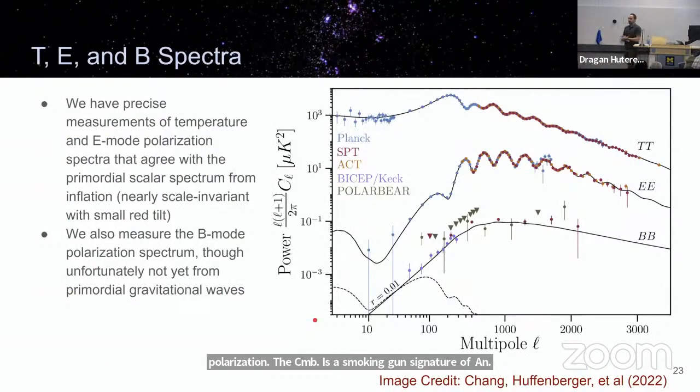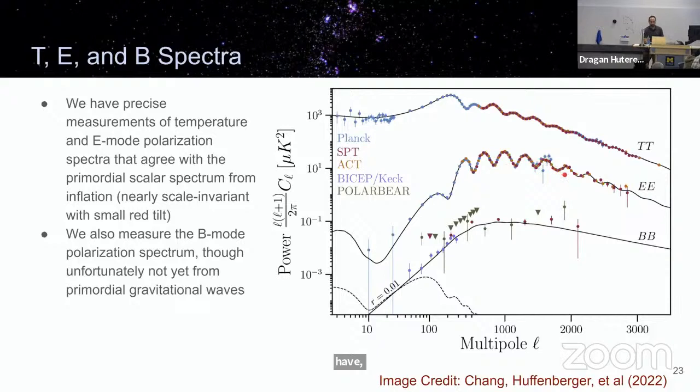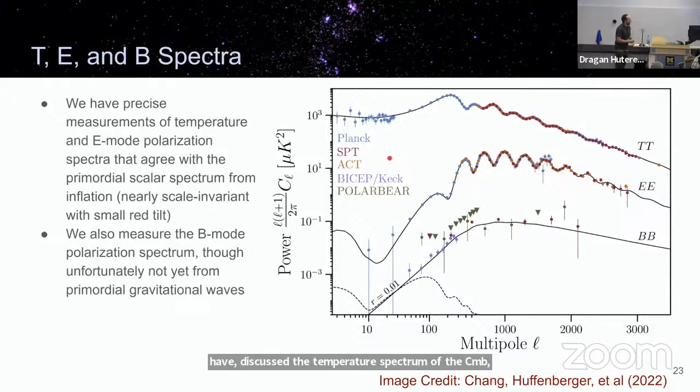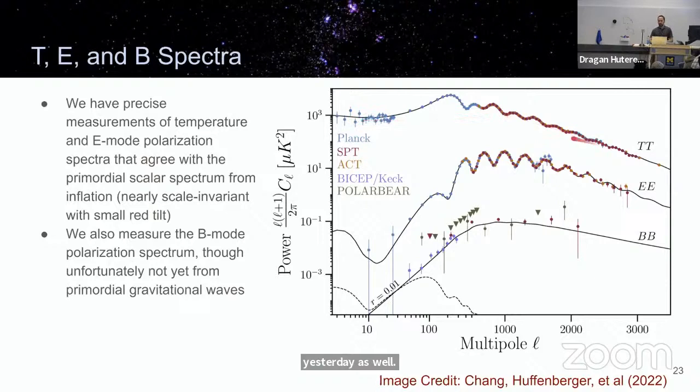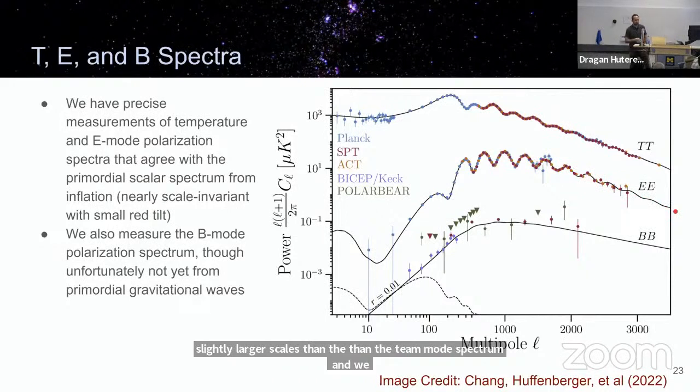Okay, so how do we actually measure these things? We have discussed the temperature spectrum of the CMB, also the E mode spectrum of the CMB to some degree. These are shown with error bars from real data. What you can see, and Gil went through some of this yesterday as well, is that the temperature spectrum is very precisely measured across a really wide range of scales. The E mode polarization spectrum is quite well measured up to slightly larger scales than the T mode spectrum, and we hope to extend this to much smaller angular scales with future observations.